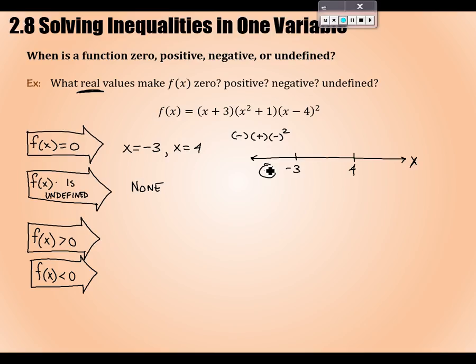In here, plug in what? What's your favorite number in that interval? -8. 2. No, it has to be in between -3 and 4.